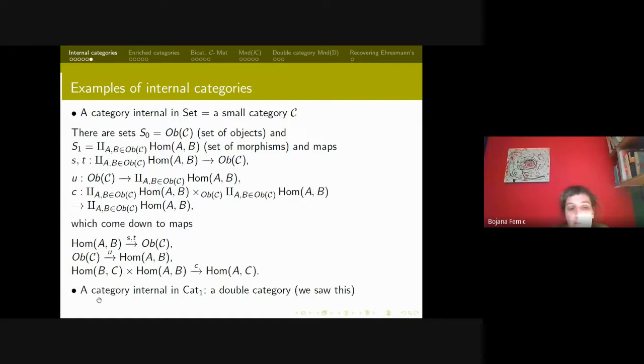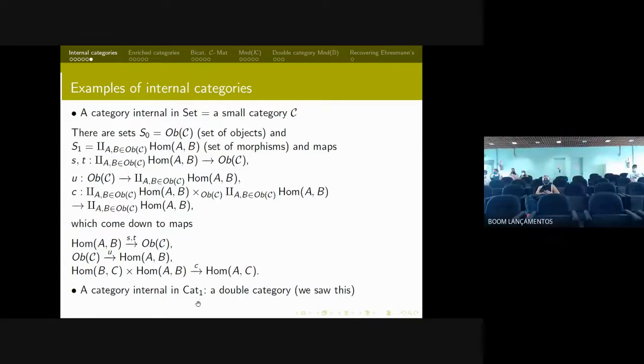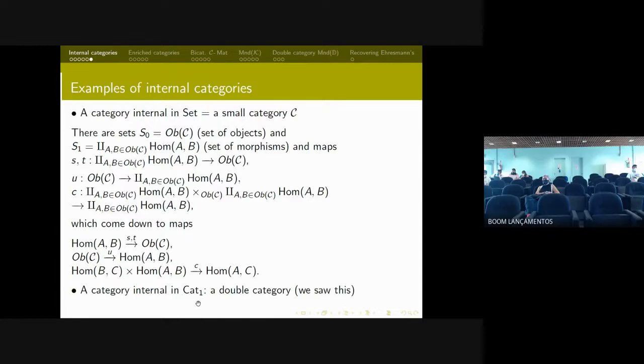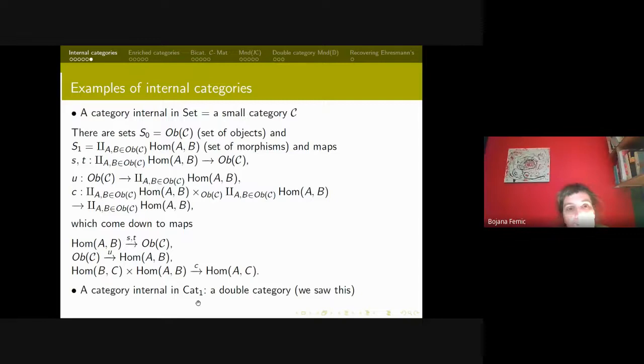The next example, I put here a category internal in the category of categories. Yeah. How do you define C correctly? Because the coproduct is a colimit, and then you are creating an arrow entering in this colimit, not getting out of this. How do you do this exactly?